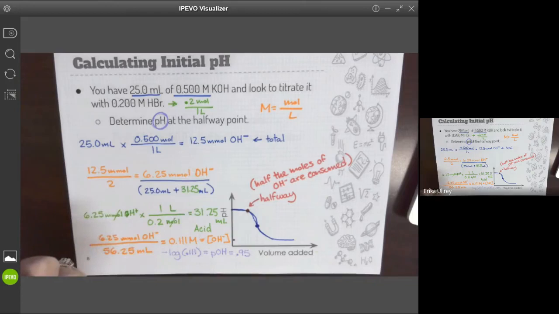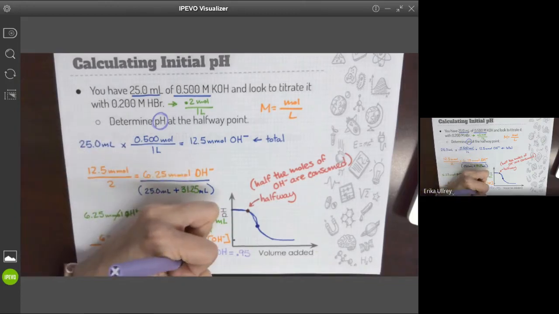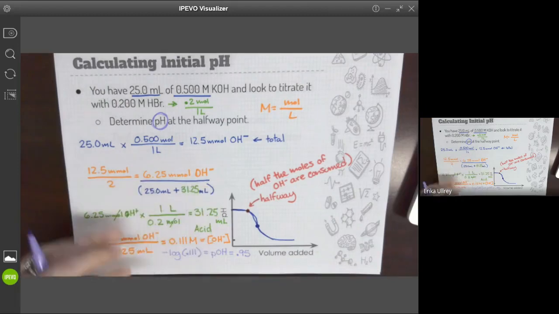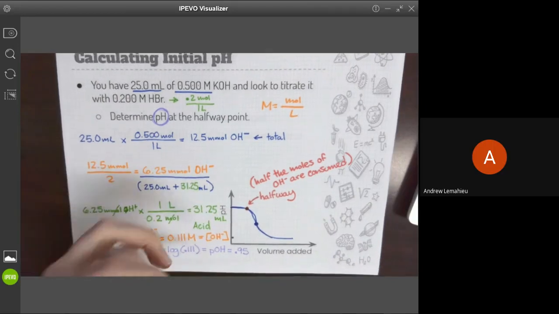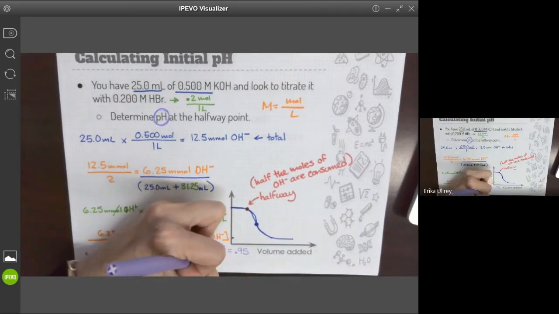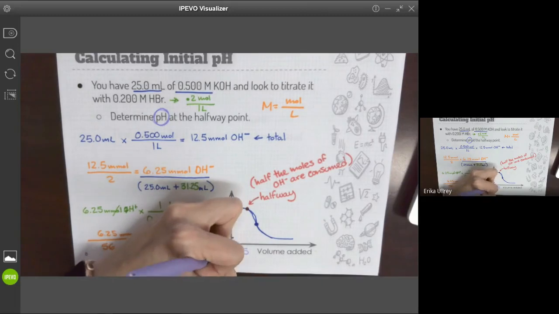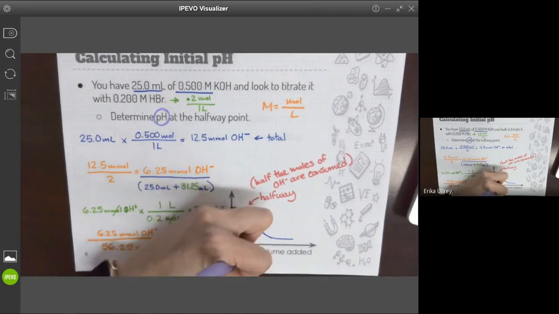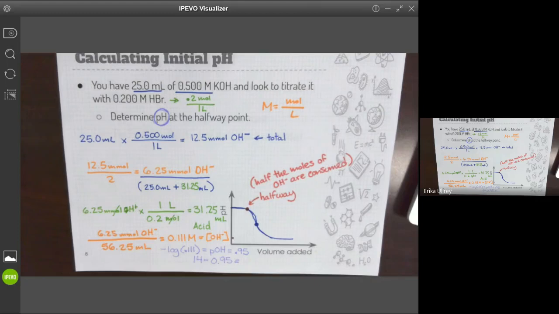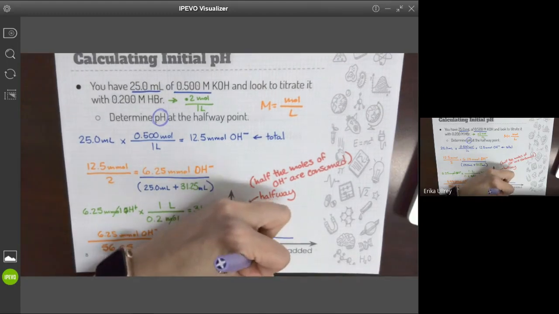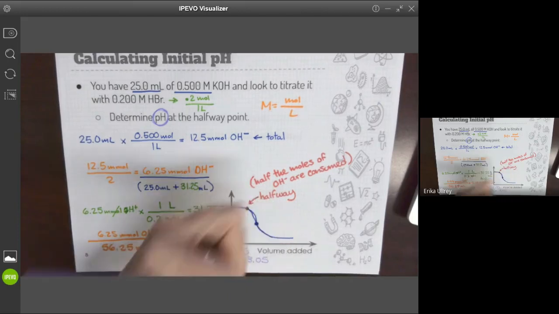And then we have pOH, but we want pH. So what's the last step that we have to do then, Drew? 14 minus that. Yep, so 14 minus my 0.95. So now my pH is 13.05, okay?